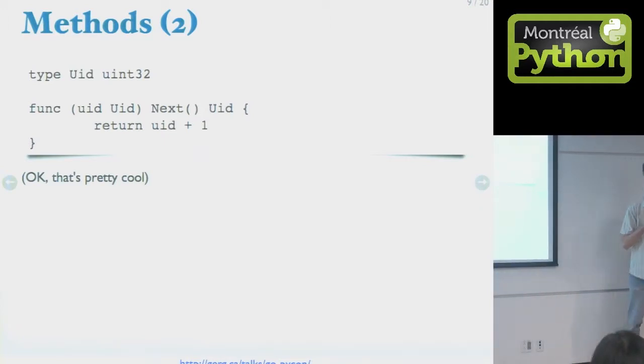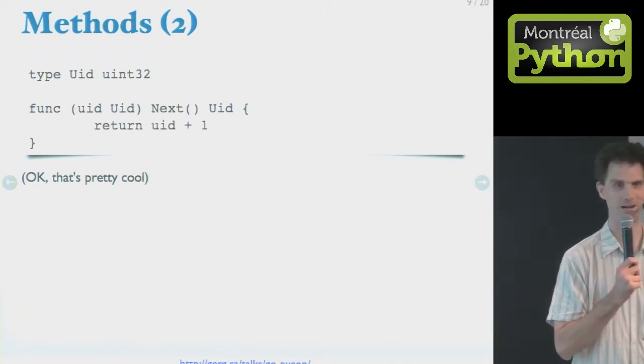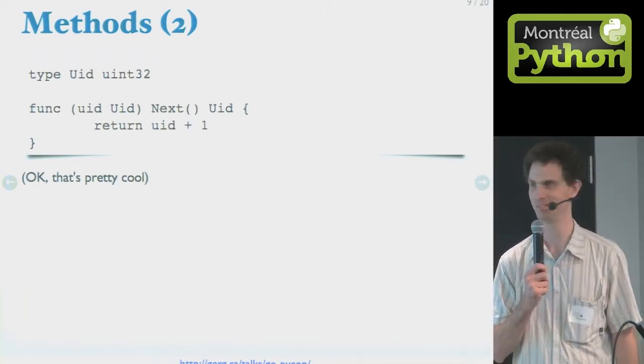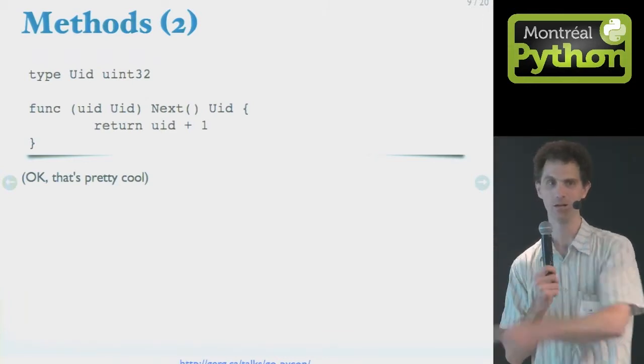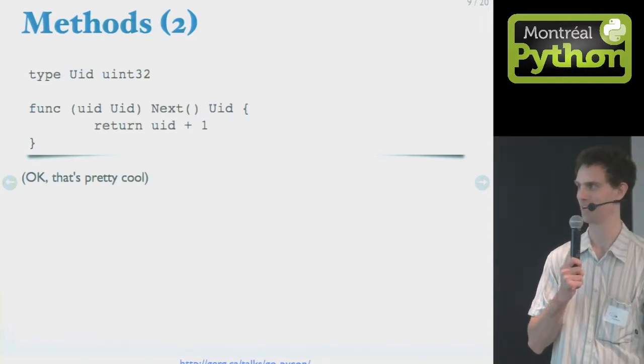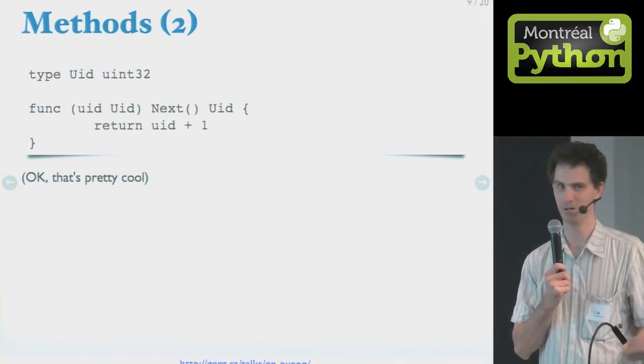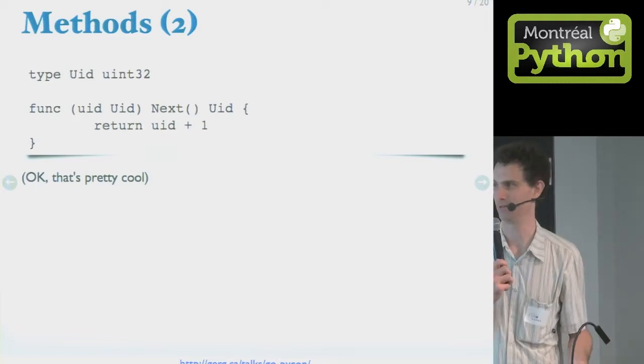What's really cool is that you can add a method on that. If I told you, as a Python programmer, to define a UID class to contain a single integer so that we could have a next method, you'd laugh me out of the room for the grotesque inefficiency of that. In Go, there's no penalty. It's 32 bits.